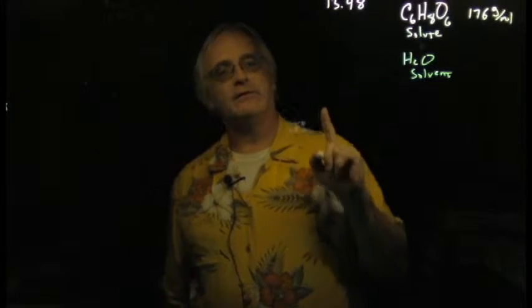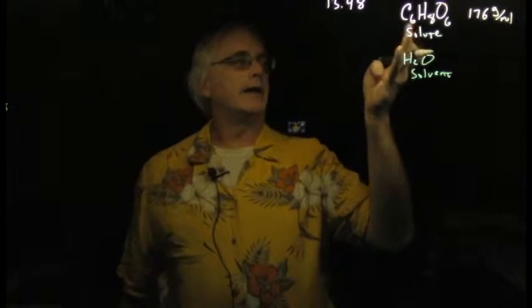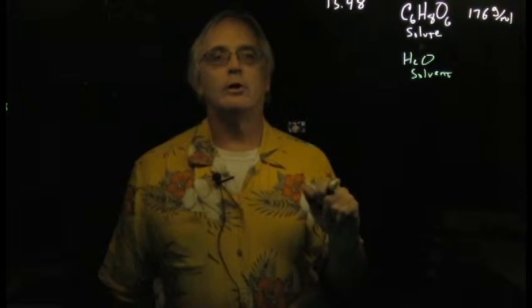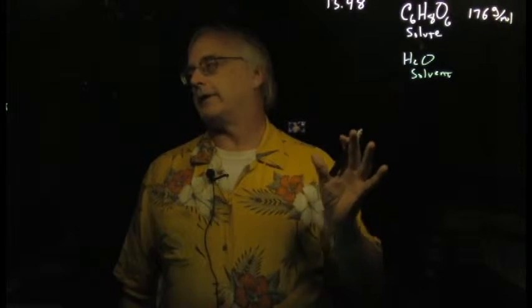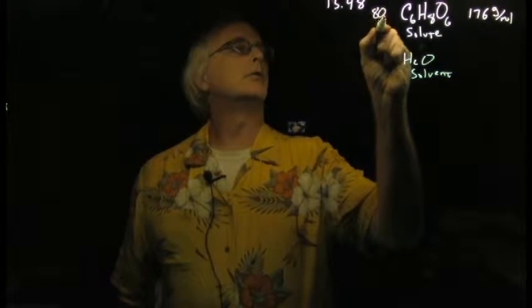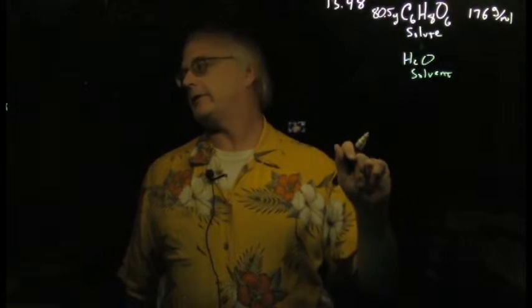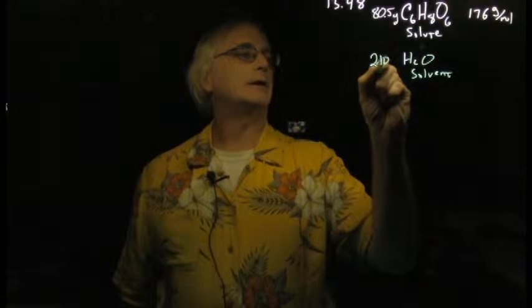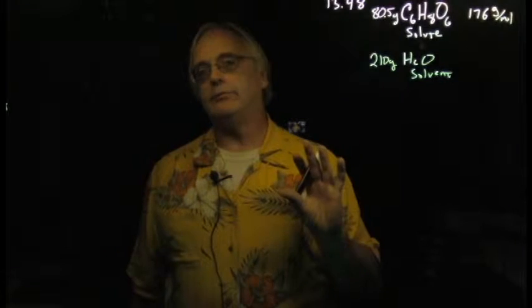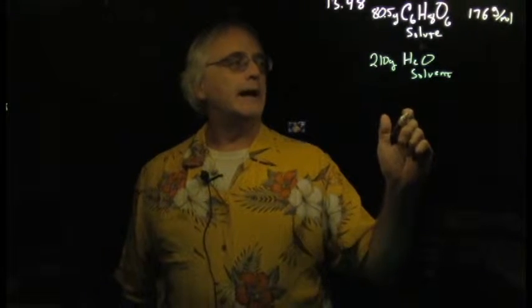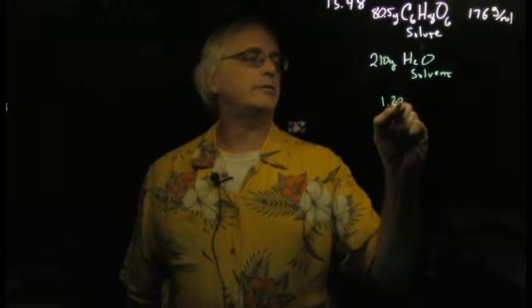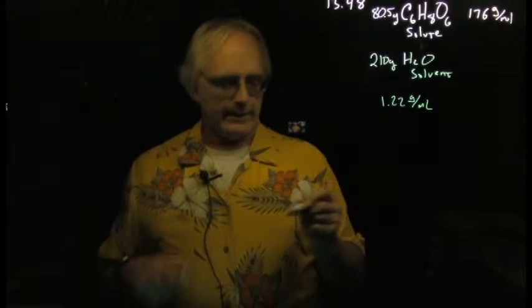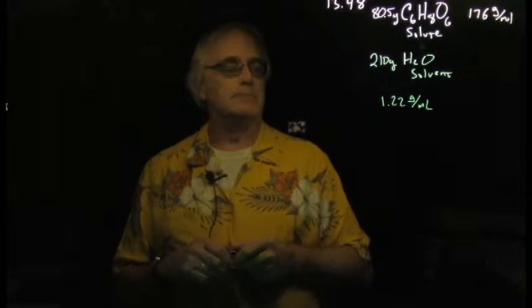Finally, they give us very specific bits of information about how much vitamin C and how much water together make up the solution. And the amounts that they give us are 80.5 grams of the vitamin C. We have 210 grams of water that this vitamin C is dissolved in. They gave us another bit of information that will be useful at some point in the future, and that is the density of this solution. They tell us it's 1.22 grams per milliliter. Now, I'm going to modify that number in just a moment.